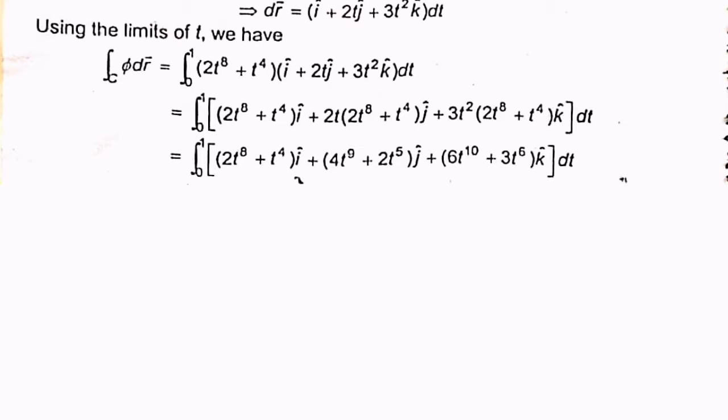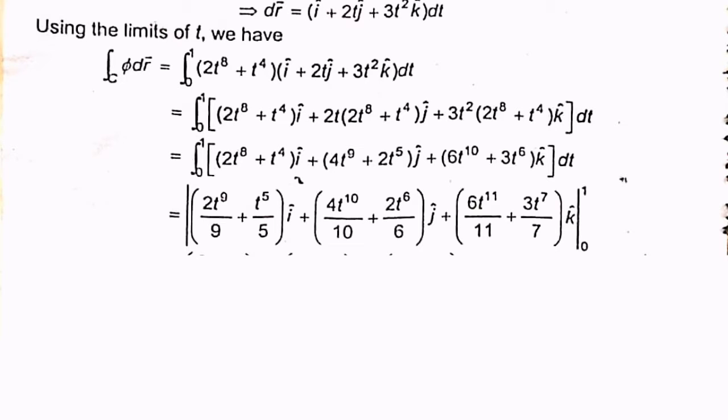So integrating all of these, we apply the power rule of integration. The integral of 2t to the 8 is 2t to the 9 over 9, plus t to the 4 gives t to the 5 over 5, into i. Plus the integral of 4t to the 9 is 4t to the 10 over 10, and the integral of 2t to the 5 is 2t to the 6 over 6, into j. Plus the integral of 6t to the 10 is 6t to the 11 over 11, plus the integral of 3t to the 6 is 3t to the 7 over 7, into k.